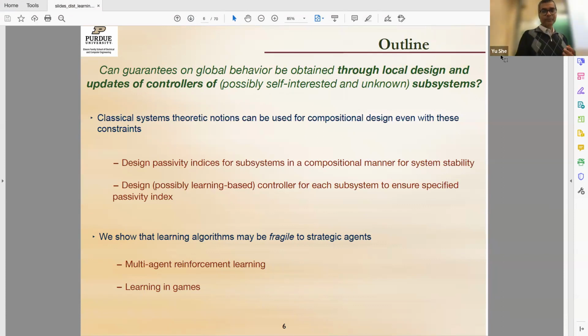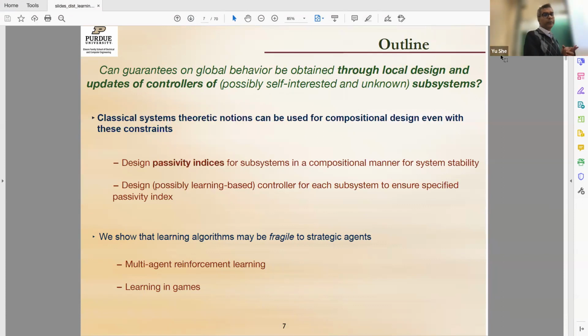Thank you. All right, so let's get started with the first talk. And here, I'll be talking about using dissipativity notions for compositional design. I'll be talking about passivity indices. So just a brief refresher of what passivity is.